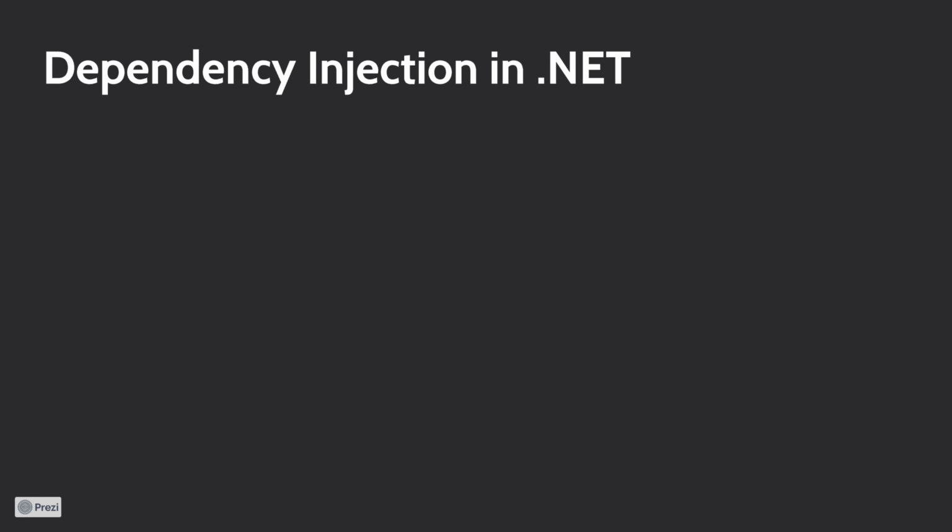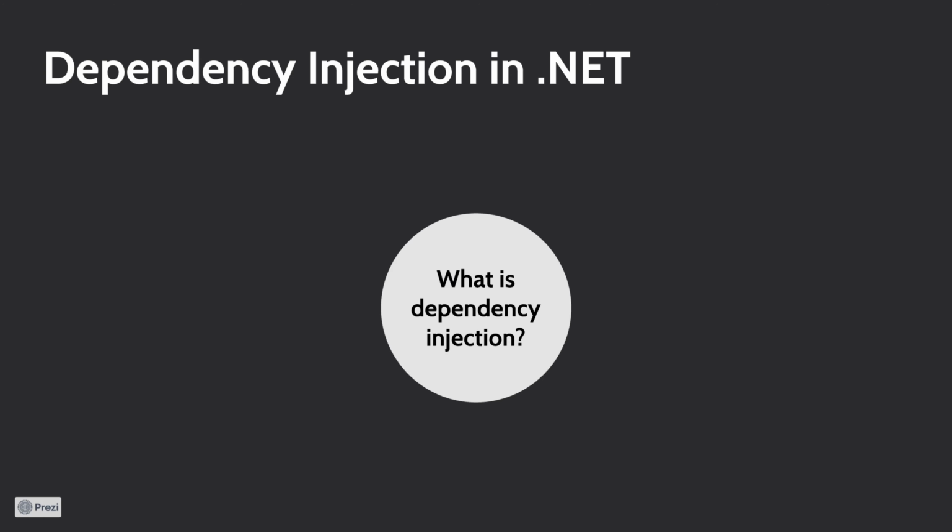Hi, let's talk about dependency injection in .NET. First, what is dependency injection really? It is a design pattern as it influences how you write your code, particularly by encouraging heavy use of interfaces and making you think about a class's responsibilities and its dependencies.